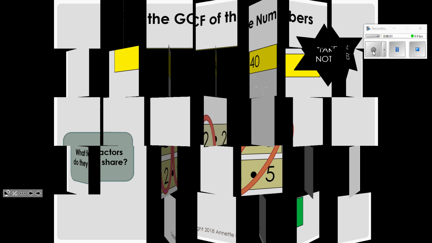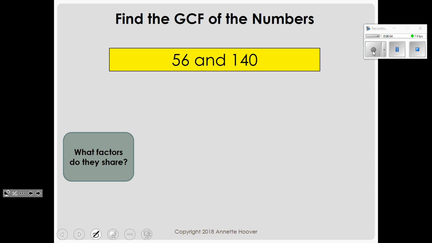So this is just a method we can use if you can't look at them. Now 56 and 140, if I ask you what the greatest common factor for those two numbers is, this one's a little harder because the numbers are bigger. So we can figure it out pretty quickly by using this method.